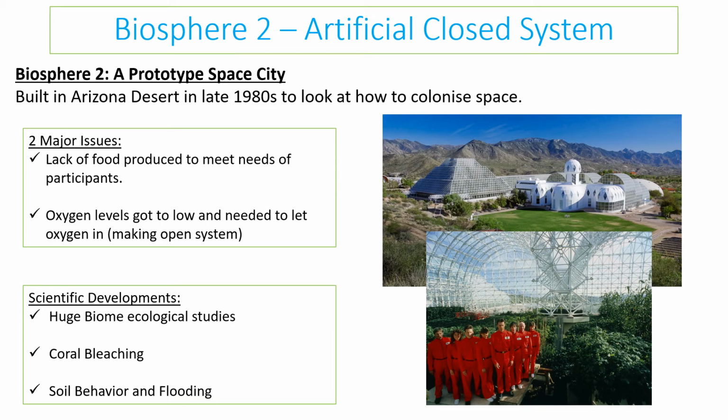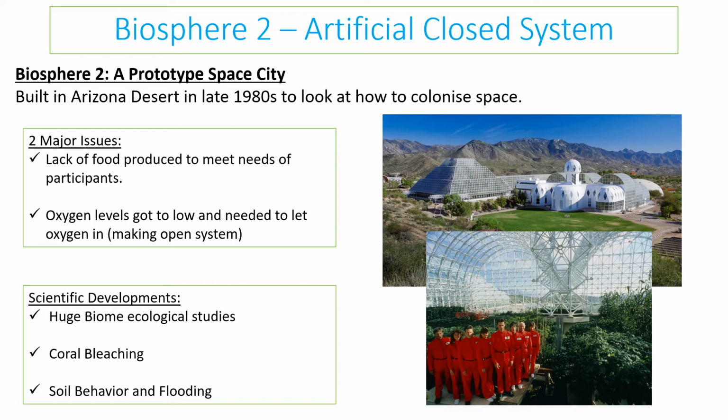So Biosphere 2 was a model of Biosphere 1, which was Earth, and they built it in Arizona in the 1980s. Several people were locked in Biosphere 2 with the aim of being self-sufficient for 2 years. And they had to be released after a certain amount of time because, unfortunately, they didn't produce enough food to meet the needs of the participants, and the oxygen levels got too low, and oxygen needed to be let in, which meant it was no longer a closed system but became an open system.